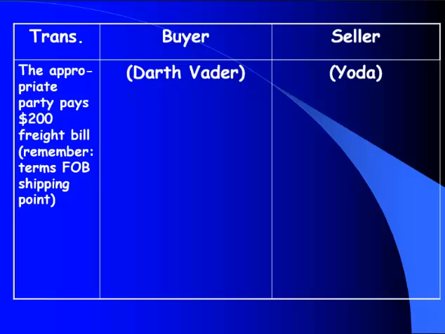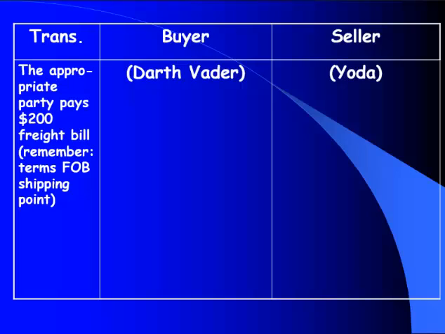The appropriate party pays the freight bill. FOB shipping point. Legal title to the goods passes at the point of origin when the goods are shipped. At that moment, they become the property of the buyer. When we put them on the plane, the train, the boat, the spaceship to send them to the customer, at that moment, they become the property of the buyer.